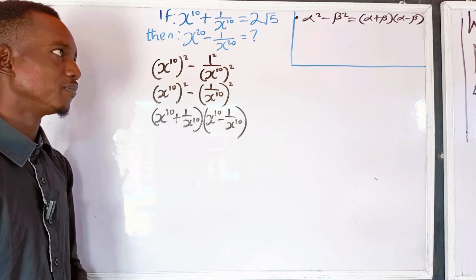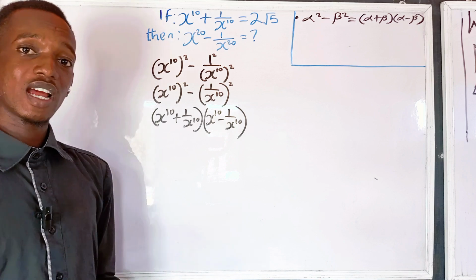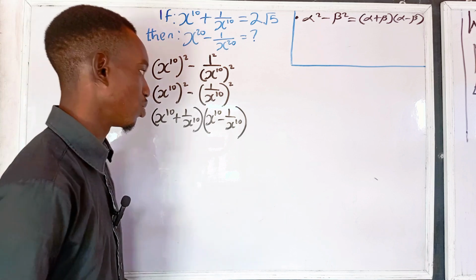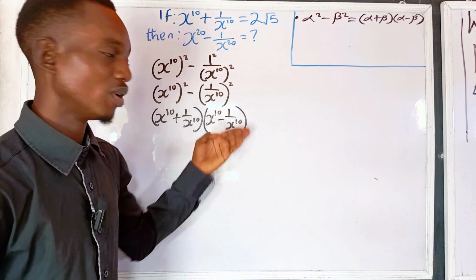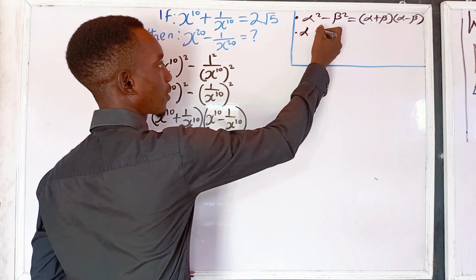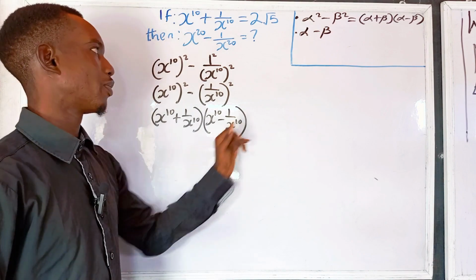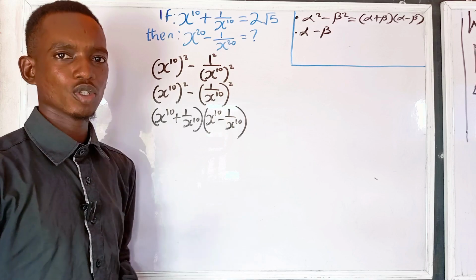So what do we do here? We have to use an algebraic identity also, the alpha beta expansion. To make it simple, let's use alpha instead of x to the power of 10. So that's alpha minus beta. What identity can we use? How can we simplify this in terms of alpha plus beta?